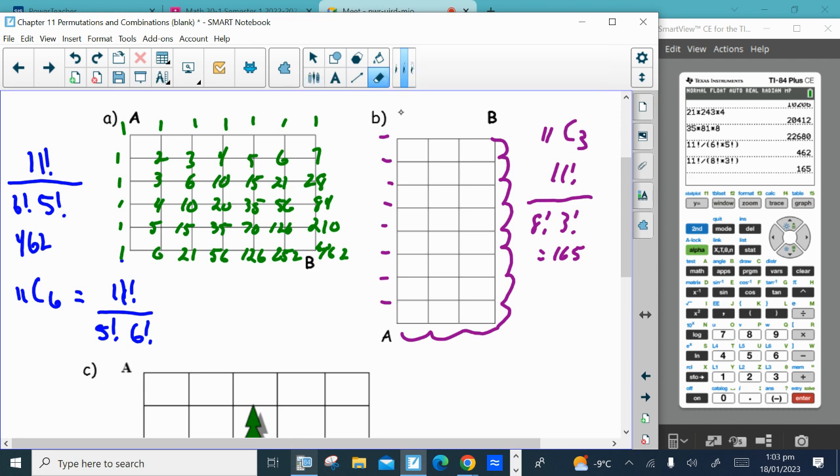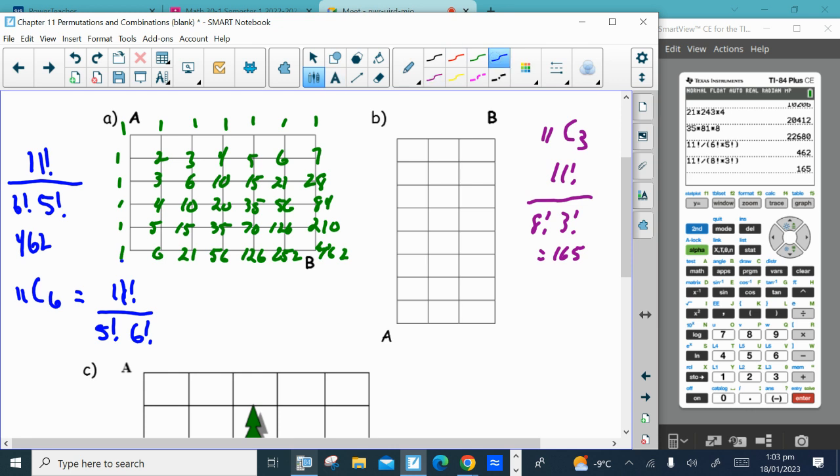Or the other option, using Pascal's triangle. Starting at A, there'll be ones along the side. On the bottom, I should say, ones all along the side. Because these numbers represent the number of routes that you can follow. These are all part of the same route. So those numbers don't change. But then after that, we start using Pascal's triangle.